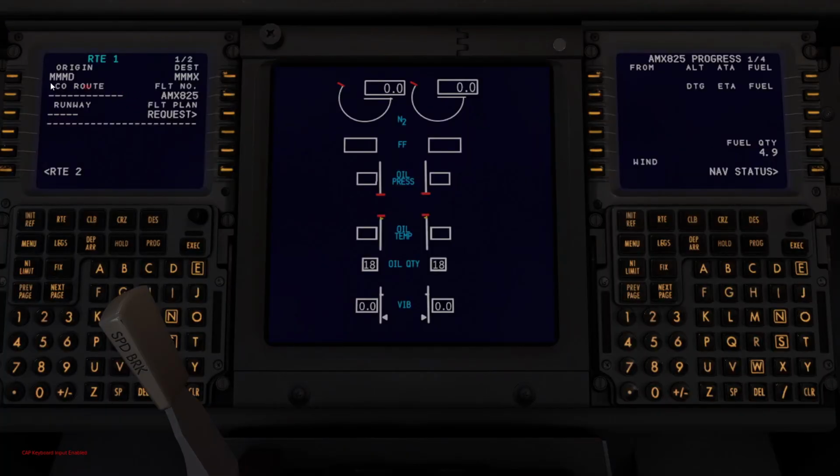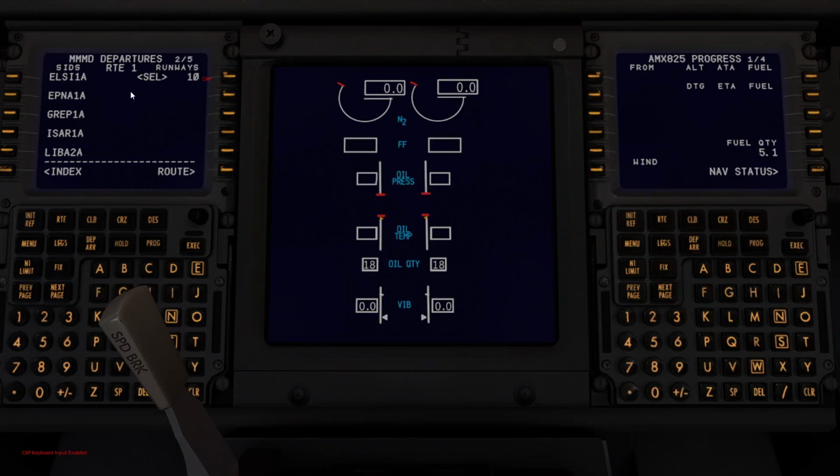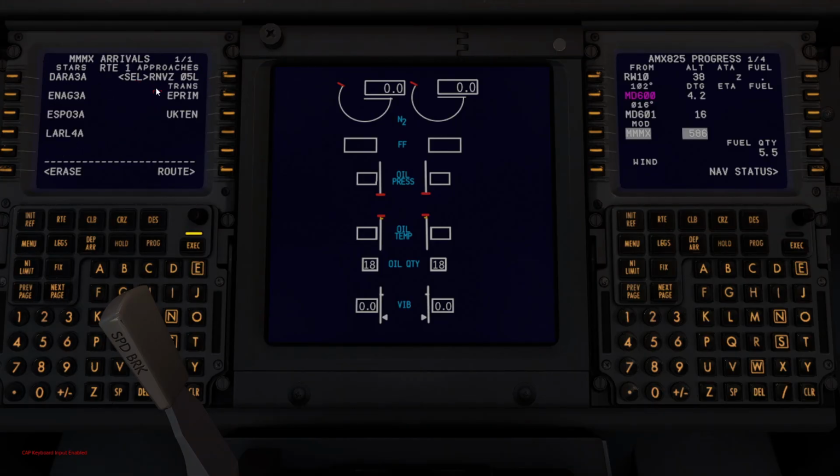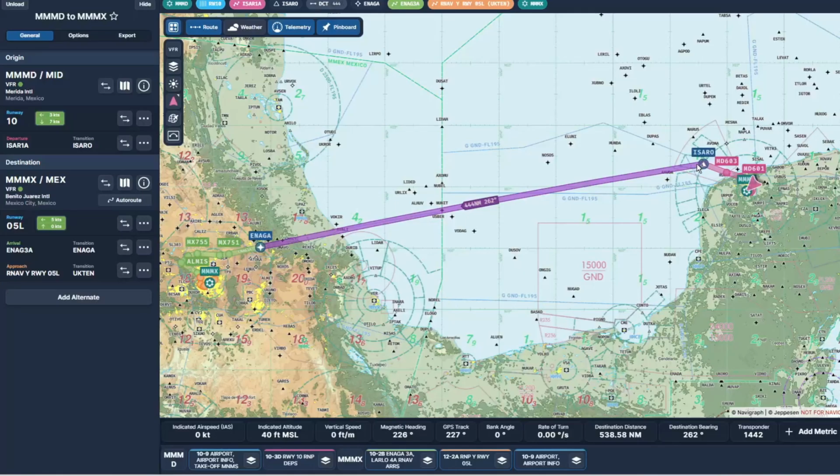So on the route page, I've entered origin, destination, flight number. So runway 10, ISARA 1 Alpha, and then for the arrival, RNAV 5 left, NAG 3 Alpha. So at the moment, our route looks like that. From ISARA, we've got a straight line, 444 nautical miles down to Anaga.